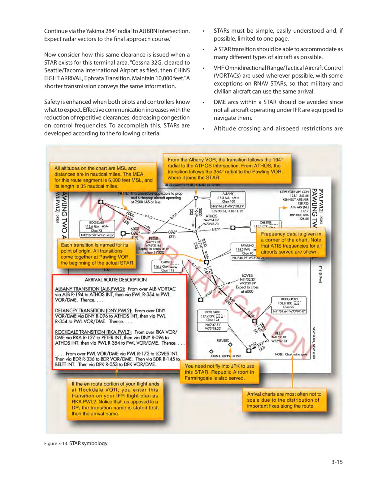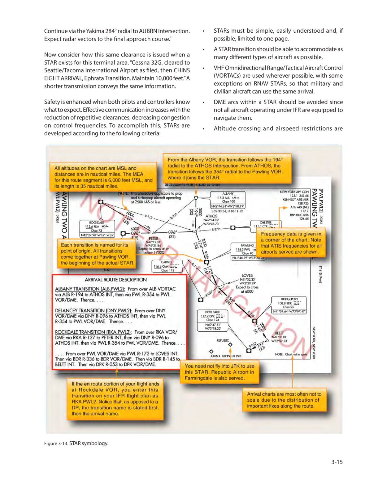Now consider how this same clearance is issued when a STAR exists for this terminal area. "Cessna 32G, cleared to Seattle/Tacoma International Airport as filed, then Chinns 8 arrival, Ellensburg transition. Maintain 10,000 feet." A shorter transmission conveys the same information. Safety is enhanced when both pilots and controllers know what to expect. Effective communication increases with the reduction of repetitive clearances, decreasing congestion on control frequencies.